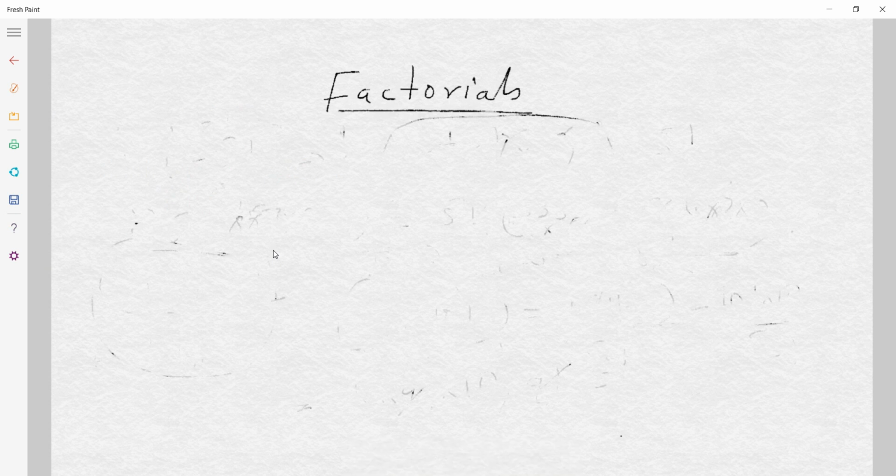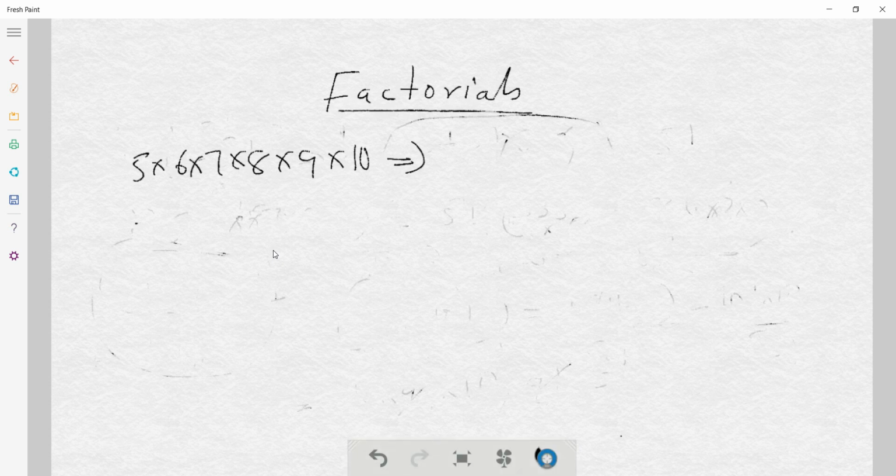All right, so what we're gonna do, we have these numbers like 5 times 6 times 7 times 8 times 9 times 10. We need to convert this into a factorial form, right? Now, look at this problem for a second. This is a series of integers starting from 5, so we can't call it a 10 factorial, right? If you look at it, it could become a 10 factorial, but a few numbers are missing.